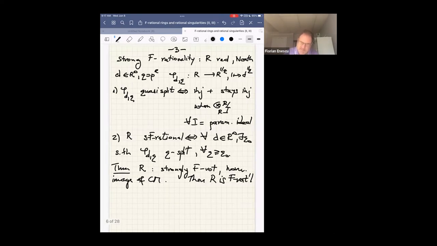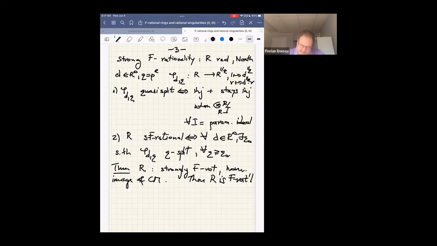All right, so let's see. What's strong F-rationality? I need some notation. In this part, we're going to take the ring to be reduced to begin with, and Noetherian. And for an element d not in any minimal prime, I'm going to have this map denoted by phi_{d,q} that sends 1 to d to the power 1 over q. So basically the map sends little r to d^(1/q) times r. And we say that this map is quasi-split if it's injective and if it stays injective when you tensor with R mod I, where I is a parameter ideal, okay?